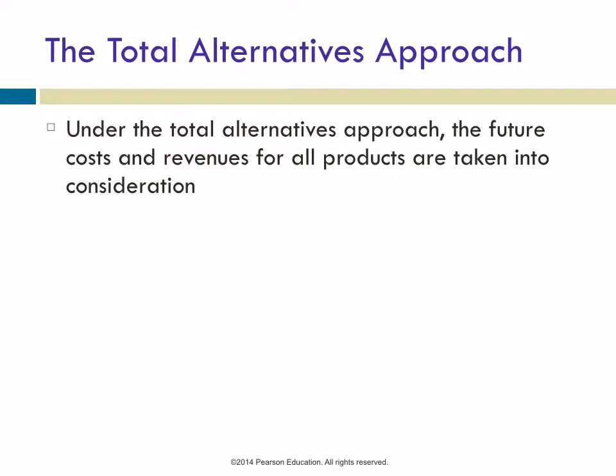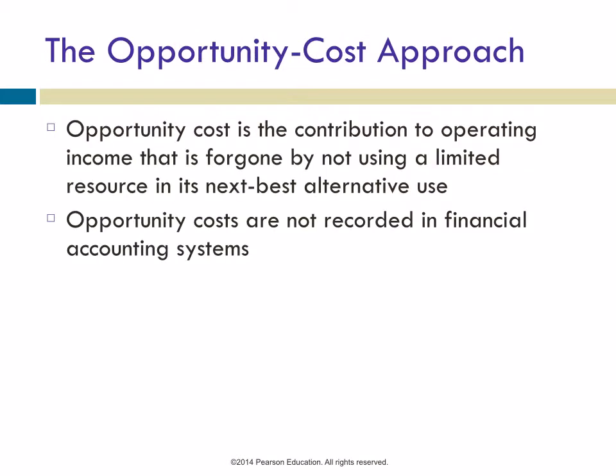So the total alternatives approach is a way of making a decision based on several alternatives, kind of to contrast with the opportunity cost approach. Under the total alternatives approach, and these are basically not all that different analyses, you'll see when we put the slide up of an example of this that it's really a matter of semantics. But under the total alternatives approach, future costs and revenues for all products are taken into consideration.